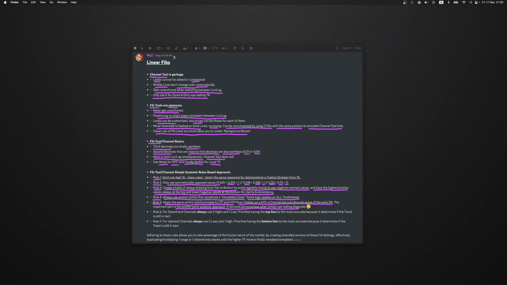All right, what else? Rule number 6. For downtrend channels, always use 2 highs and 1 low. Prioritize having the top line be the most accurate because it determines if the trend is still intact. And then rule 7, which is the inverse of this one: for an uptrend channel, always use 2 lows and 1 high. Prioritize the bottom line to be the most accurate because it determines if the trend is still intact. What do I mean?